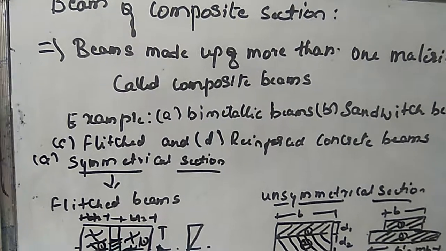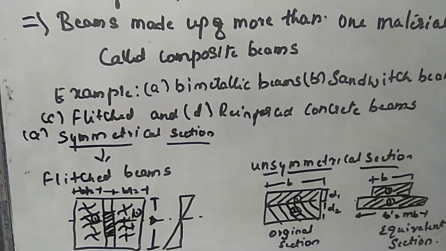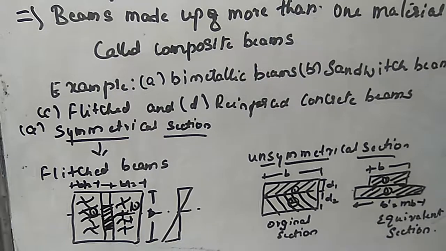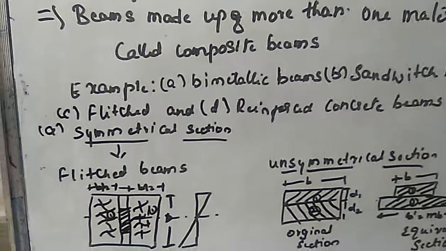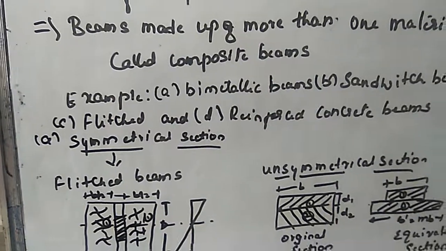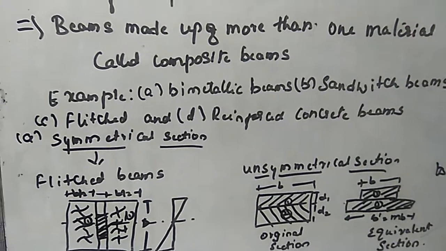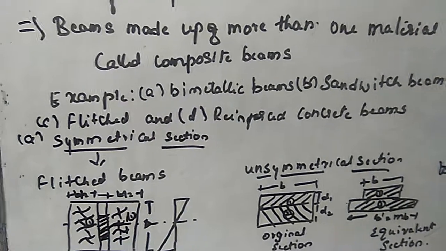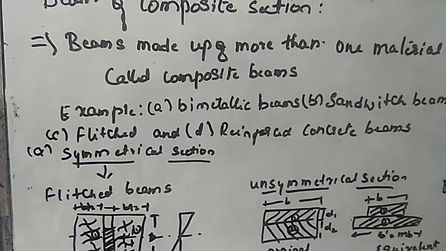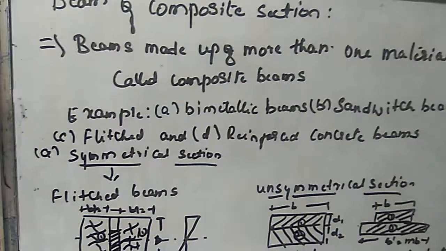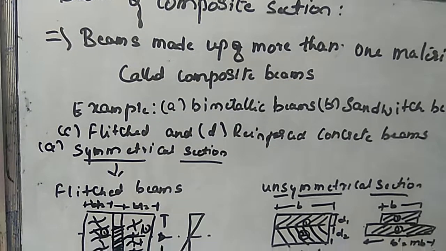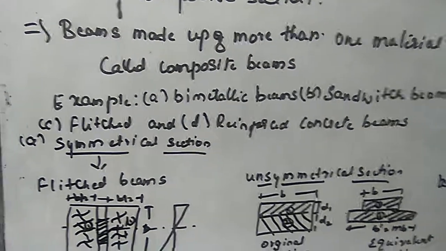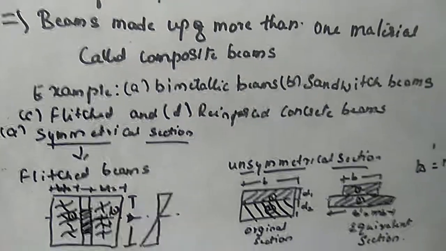As I have already shown, the flitched beam, and symmetrical and unsymmetrical sections of the beam. Such composite beams can be analyzed by the same bending theory, because the assumption is that cross sections that are plane before the bending remain plane after the bending also. There are two sections: one is the symmetrical section and another is the unsymmetrical section.